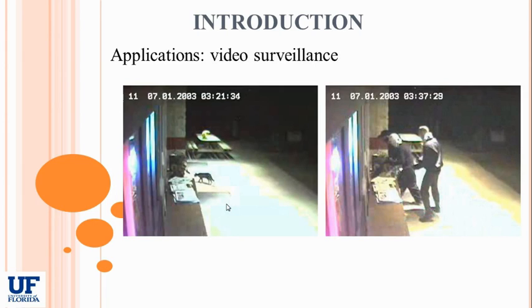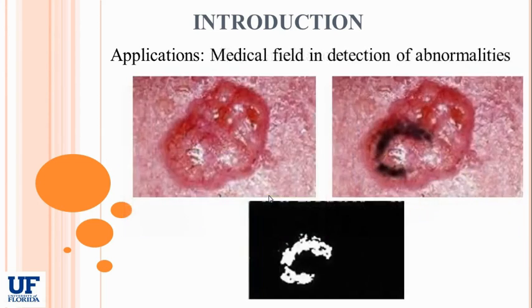Image change detection is also employed in video surveillance to be able to see whether intruders have come to a place, or whether there are any abnormalities in any two scenes at any two standpoints, as you can see in these images. Another application is in the medical field, where you're able to detect growth of cells.